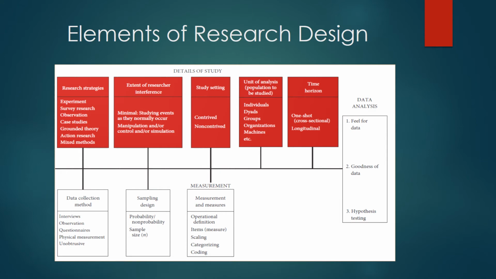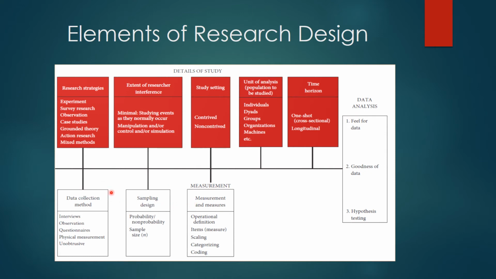These are the elements of research design. It can be divided into three parts: data analysis, measurement, and details of study. Data analysis consists of feel for data, goodness of data, and hypothesis testing. The second part, measurement, can be further divided into three parts: data collection method, sampling design, and measurement and measures.